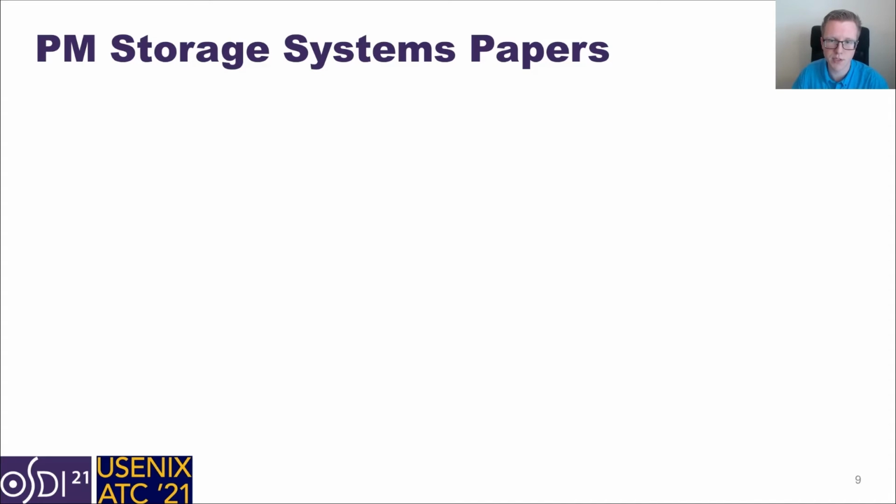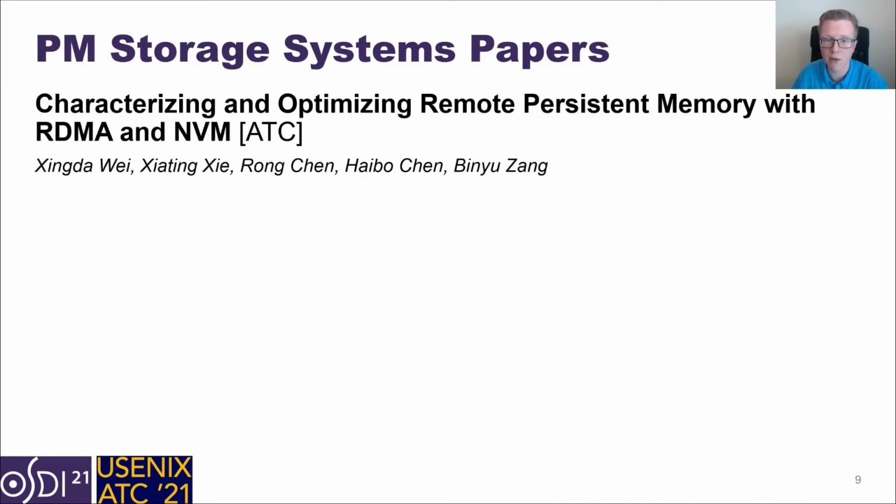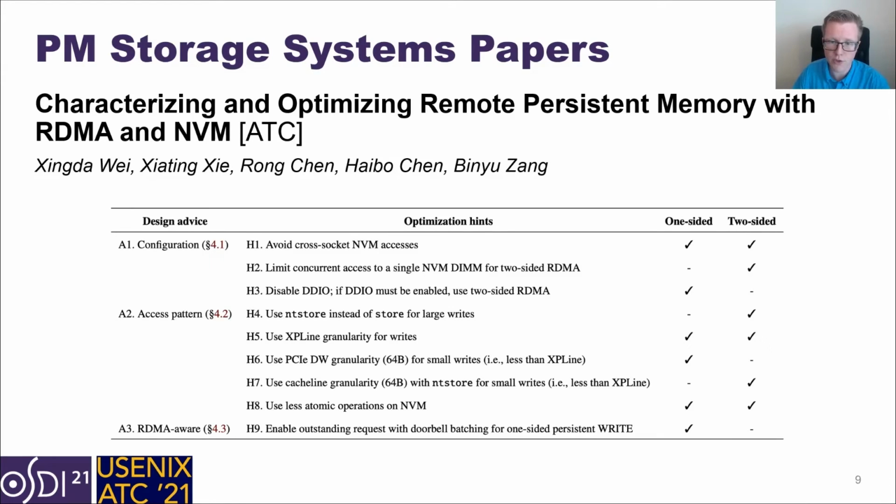Another area of interest in persistent memory research is how to best use persistent memory in networked systems. In the paper characterizing and optimizing remote persistent memory with RDMA and NVM, the authors demonstrate how to optimize remote direct memory access systems, or RDMA systems, to efficiently use real persistent memory devices. The authors show that by treating non-volatile memories in the same way as DRAM, prior RDMA work loses out on potential optimizations. By providing persistent memory-specific hints to systems, the authors demonstrate that persistent memory-enabled RDMA systems can have up to 2.4 times better performance than systems which are unaware of persistent memory.